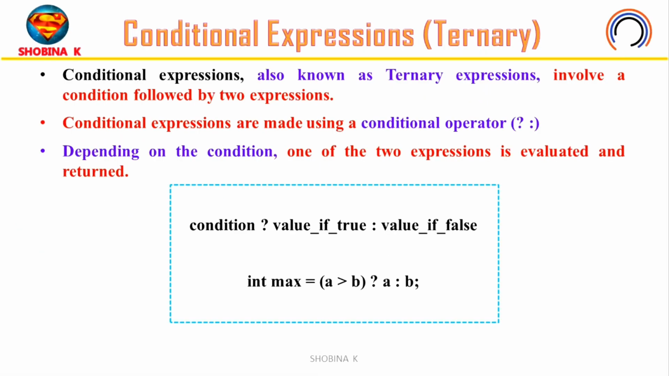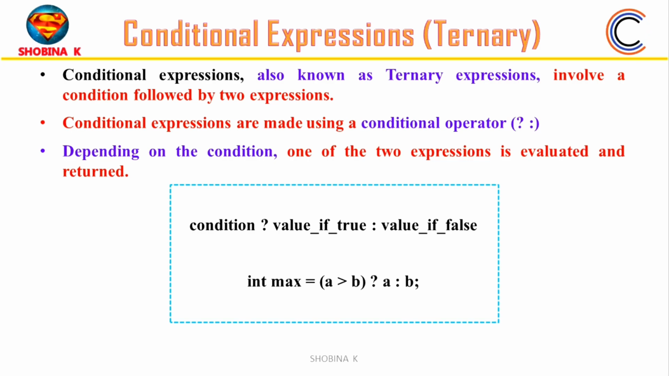Next up, conditional expressions. Conditional expressions are also known as ternary expressions. Conditional expressions evaluate to one of two values based on a condition. They use the ternary conditional operator (?). Look at the syntax. Condition is a Boolean expression that evaluates to either true or false. Value if true is the value to be returned if the condition is true. Value if false is the value to be returned if the condition is false.